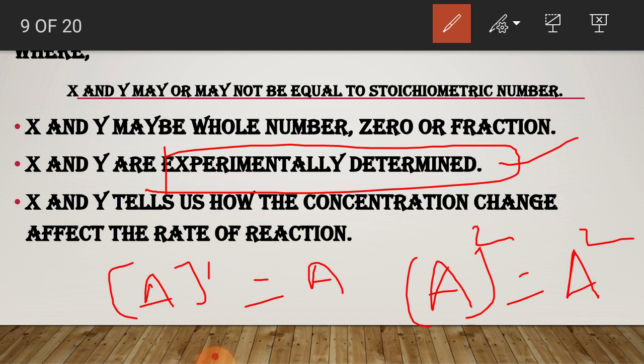So X and Y tell us how the concentration change affects the rate of reaction. It is a very important point, student. X and Y may or may not be equal to the stoichiometric number. X and Y may be a whole number, 0 or a fraction. And a very important point, X and Y are experimentally determined.